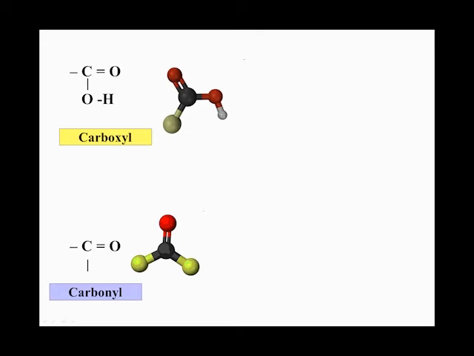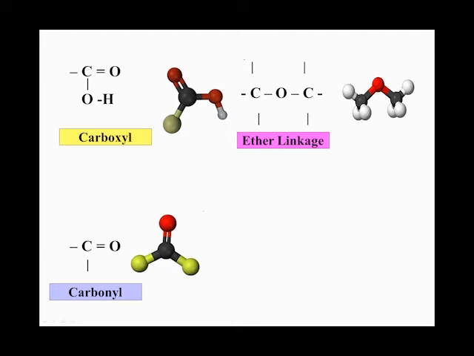Here's a carbonyl group. A carbon with a double bonded oxygen in the middle of a chain is referred to as a carbonyl group. This is an ether linkage. Ether linkage means an oxygen bridge which connects two carbon chains.